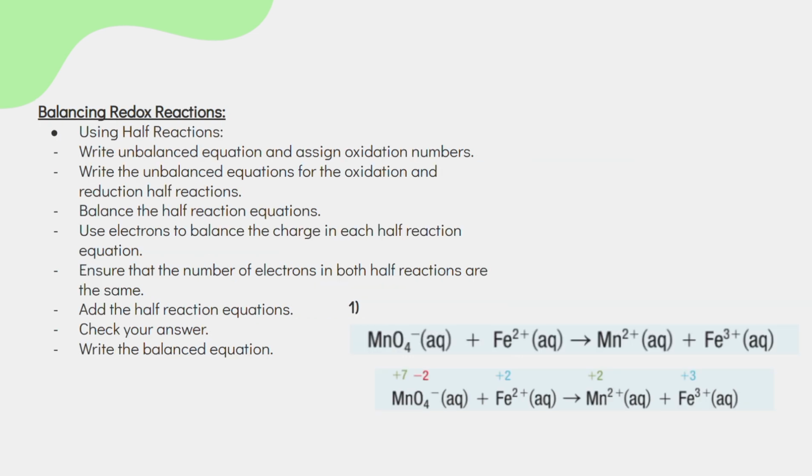It's a little bit longer, but I feel like this would be a lot easier to understand. So first, we write the unbalanced equation and assign oxidation numbers. Then you write the unbalanced equations for the oxidation and reduction half reactions. Then you balance the half reaction equations and use the electrons to balance the charge in each half reaction equation. Then you ensure that the number of electrons in both half reactions are the same. You add the half reaction equations together, check your answer, and then write the balanced equation.